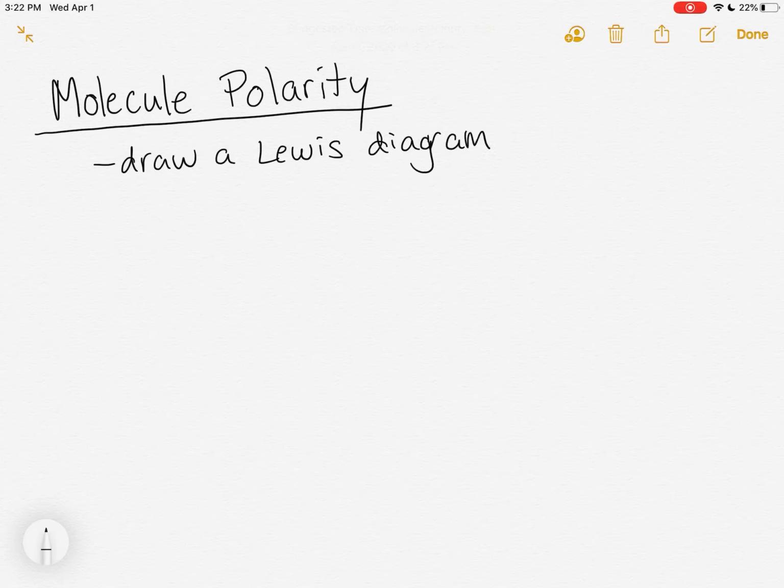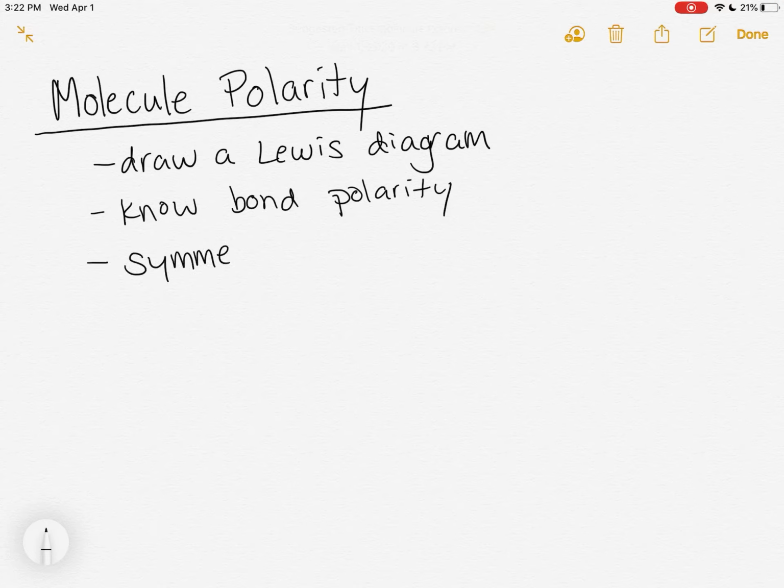The next thing that we're going to need is we need to know bond polarity. So we need to know whether we have nonpolar bonds, polar bonds, or maybe even ionic bonds. So we need to know that bond polarity. The third thing that we need to know is going to be the symmetry. And that's a new topic, and so we're going to talk about that today. And then we can determine whether our molecule is going to be polar or nonpolar, or whether maybe our molecule happens to be ionic. Okay, so we're going to learn this by using some examples.